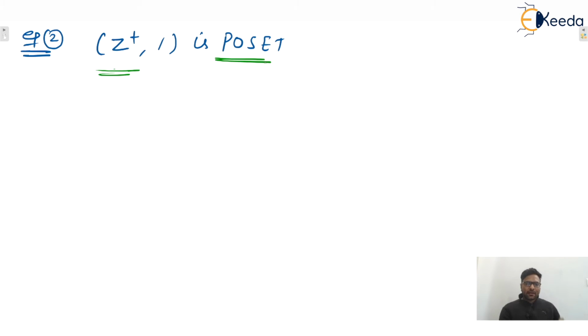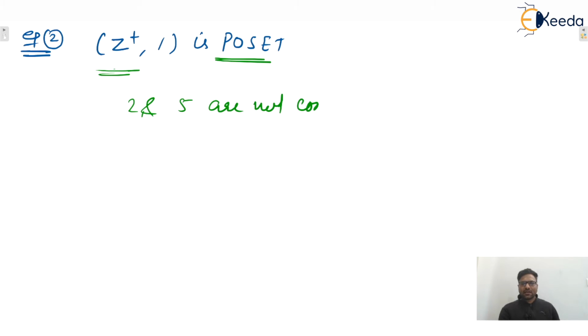Yes, this is a poset. Now every pair of elements must be comparable. That means for every pair A and B, either A must be related with B or B must be related with A. So you take any two numbers, let's say 2 and 5. Now you only tell me, does 2 divide 5 or not? 2 doesn't divide 5. As well as we can say that 5 also doesn't divide 2. So neither 2 divides 5 nor 5 divides 2. That's why we can say that 2 comma 5 are not comparable.